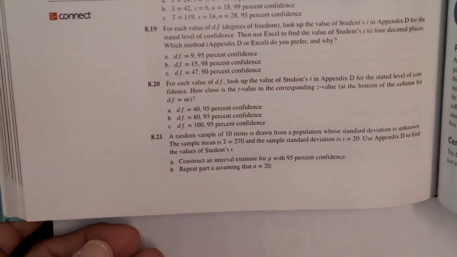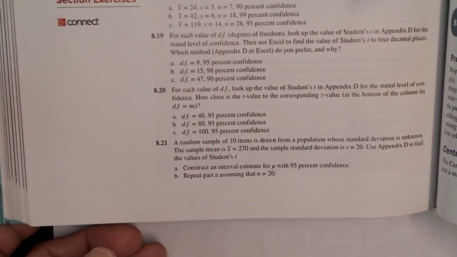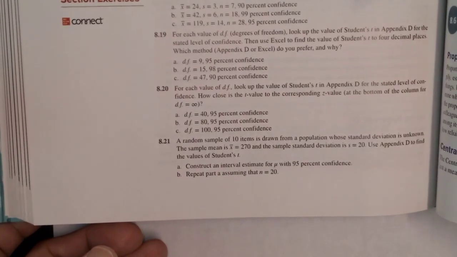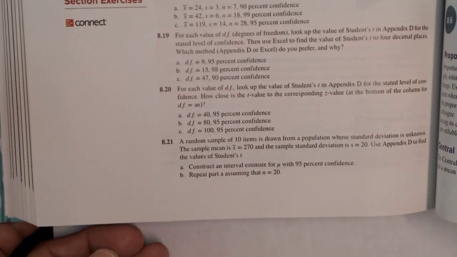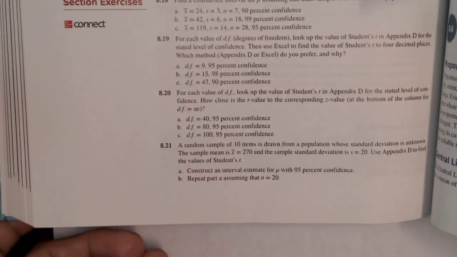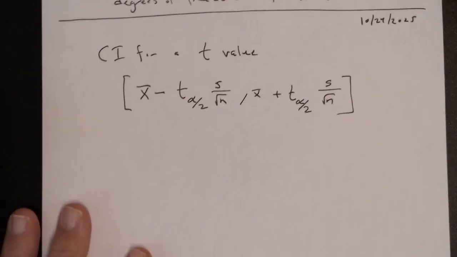A random sample of 10 items is drawn from a population whose standard deviation is unknown. There's the piece that tells me right there. I'm going to use a T instead of a Z. The sample mean is 270. Sample standard deviation is 20. Okay. Let me write down the pieces of information we were given in this problem.